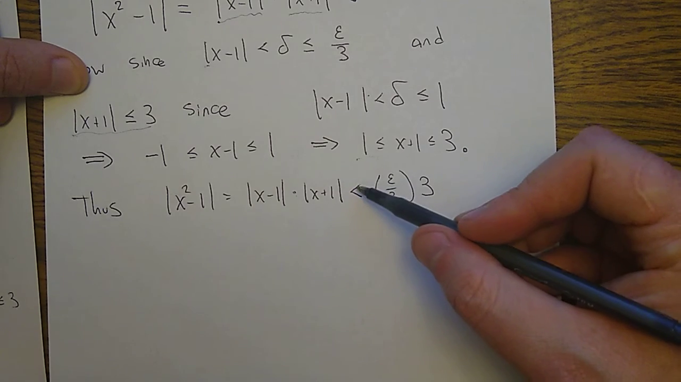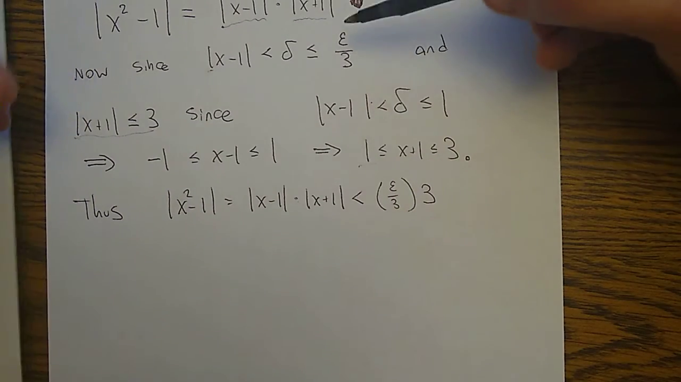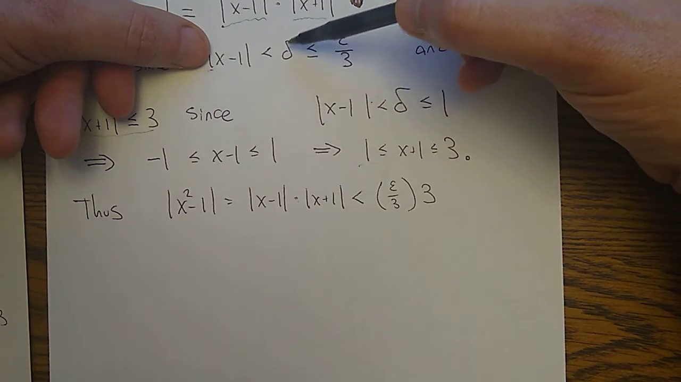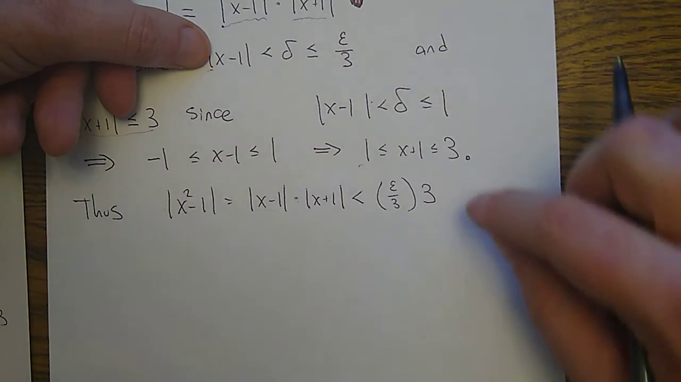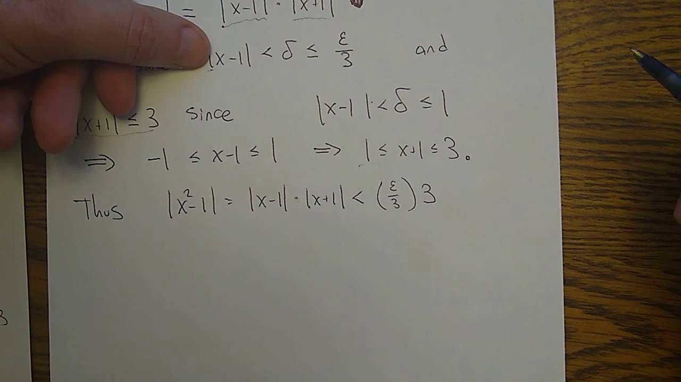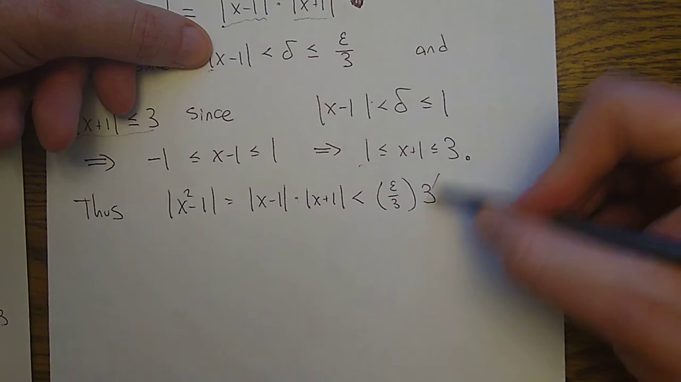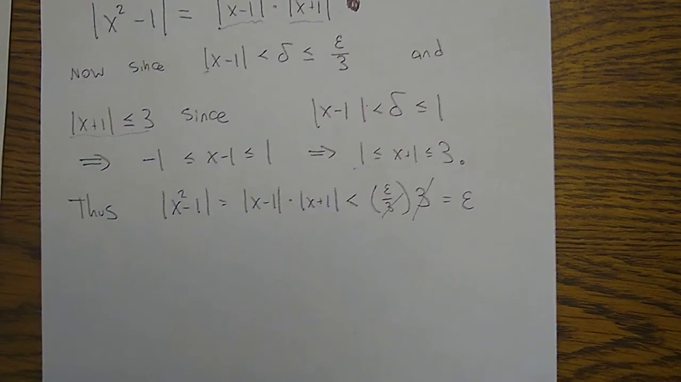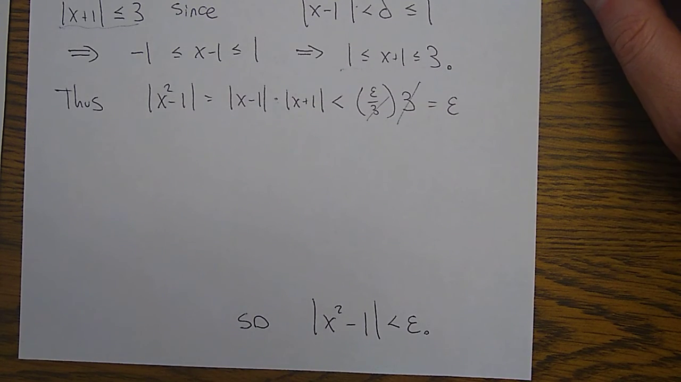I'm allowed to write a strict inequality here because this one is strict, right? X minus 1 is strictly less than delta. So anyway, I'm allowed to write a strict inequality here. But 3's cancel like a miracle, and I just get epsilon the way I'm supposed to. So as I predicted, I left myself a bit too much space, but not a problem.